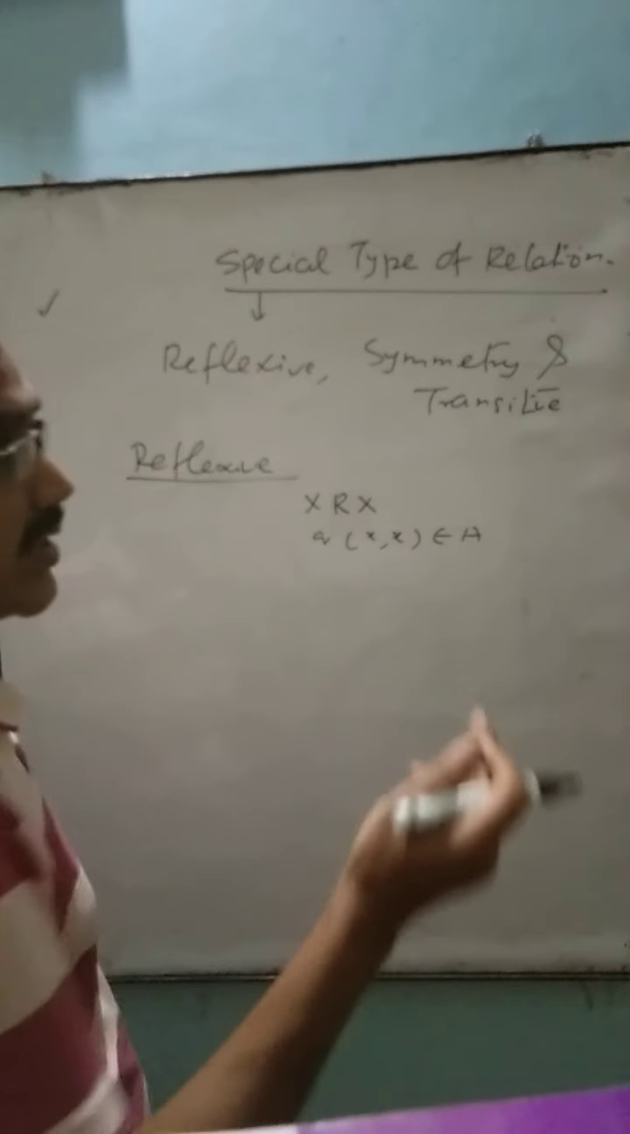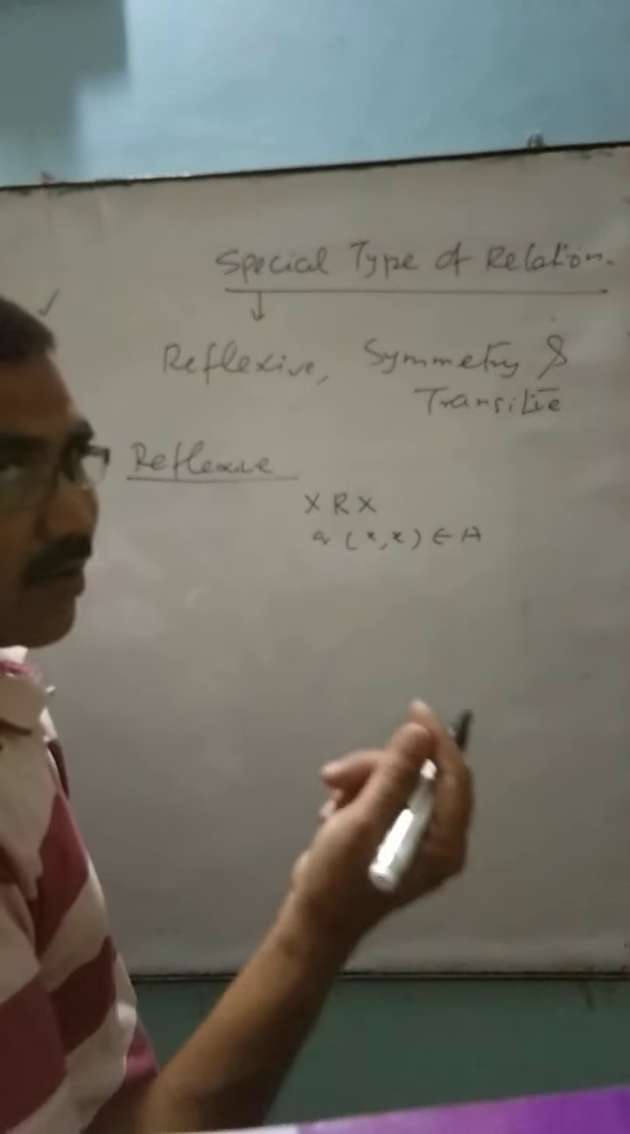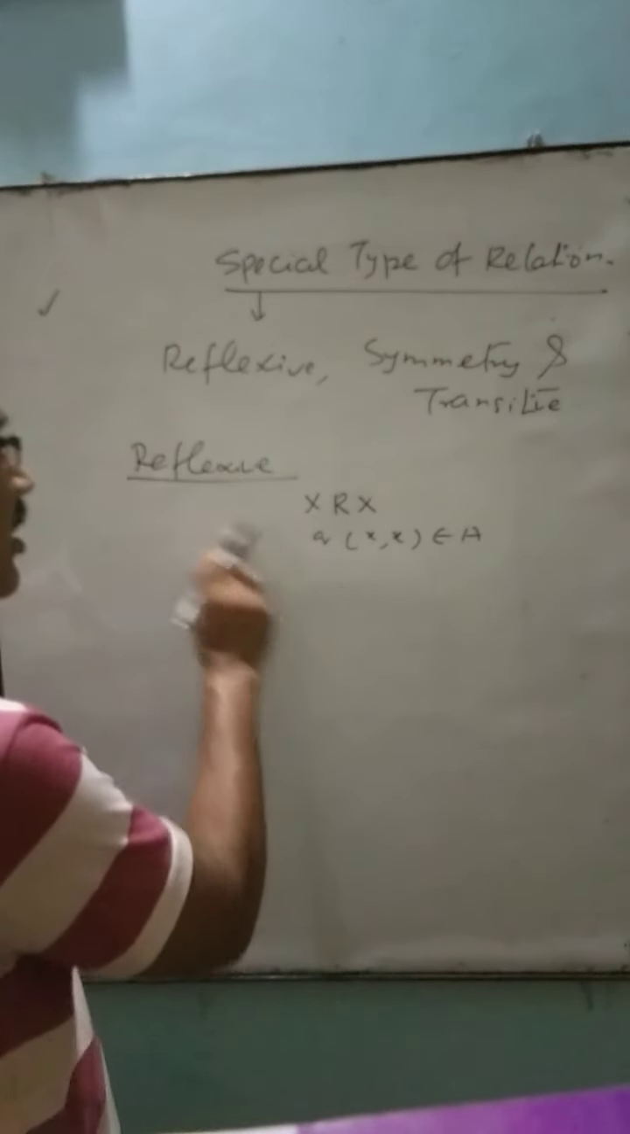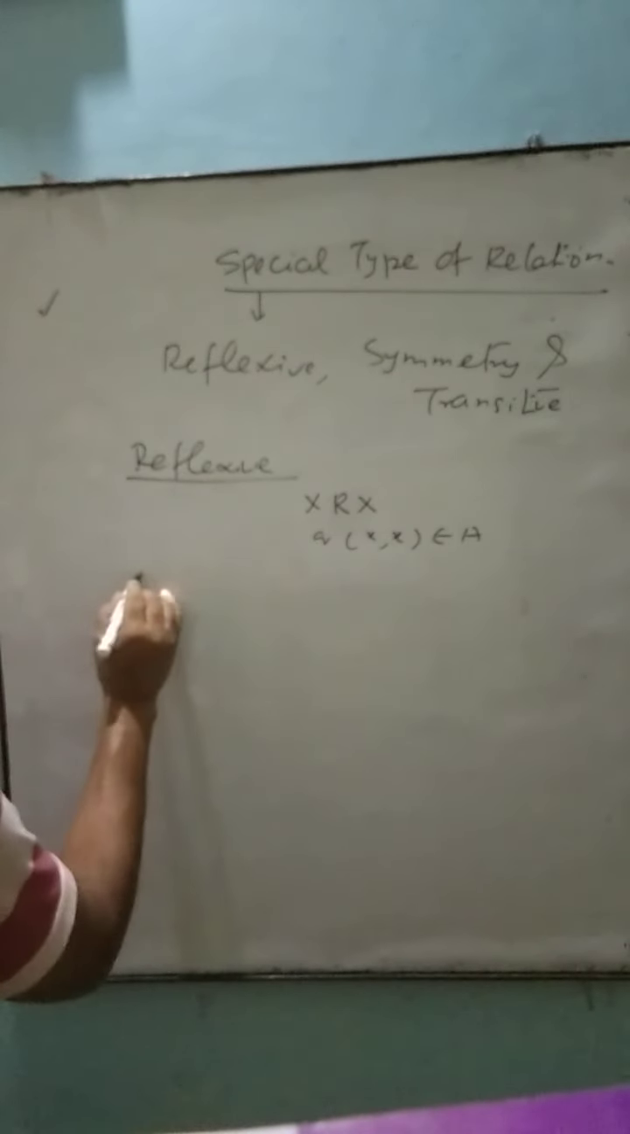For example, we can take equality of anything. For example, 1 is equal to itself, then equality fulfills the property of reflexive. Clear? Second one is symmetry.